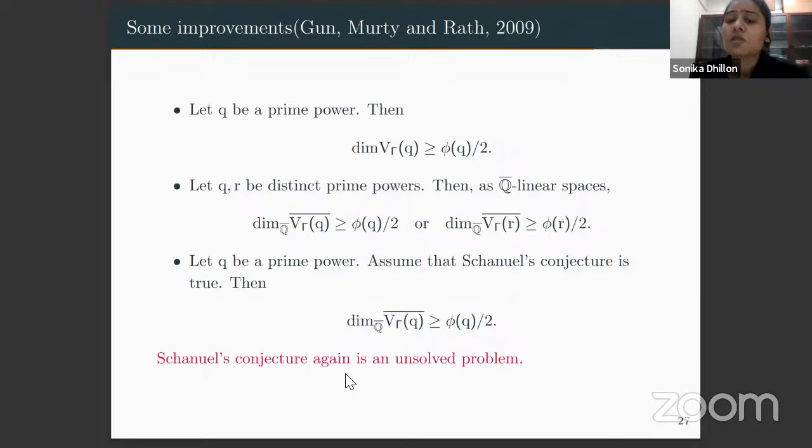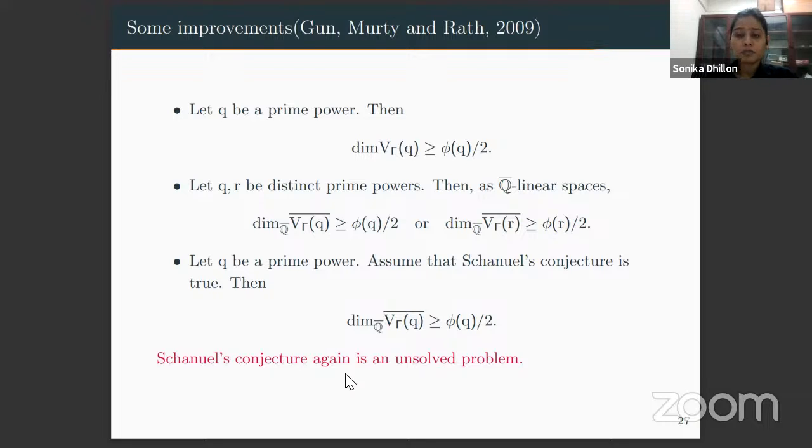Now, in the direction of these variants of the Rohrlich conjecture, there have been some improvements made by Gun, Murty and Rath in 2011. They proved that if you take q to be any prime power, then the conjecture says that the dimension of the vector space has to be exactly phi(q). They have proved that the dimension of this vector space, spanned by these logarithm of gamma values over the field of rationals, is at least phi(q)/2.